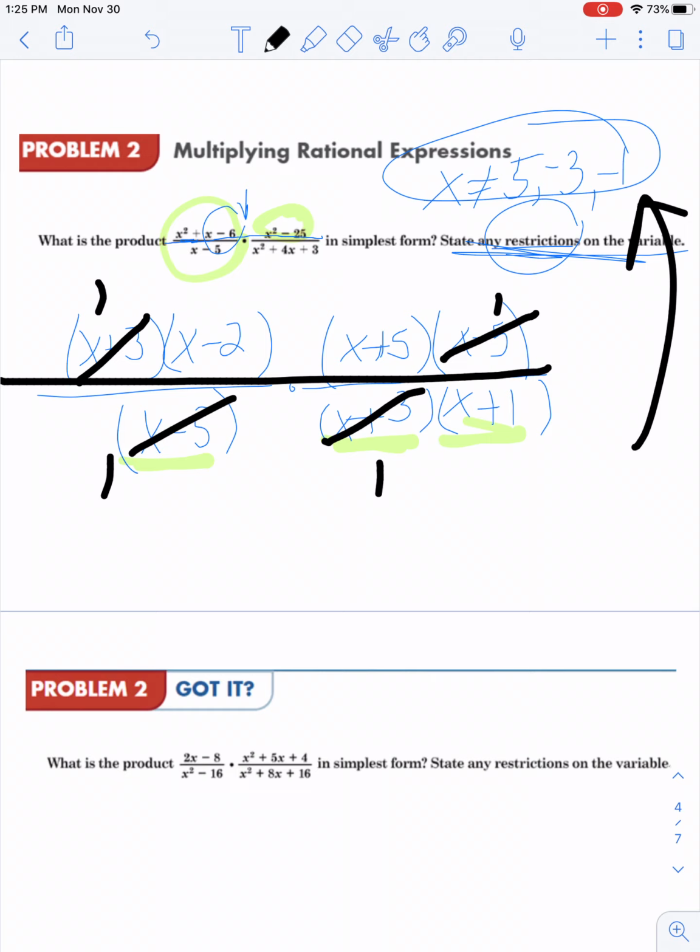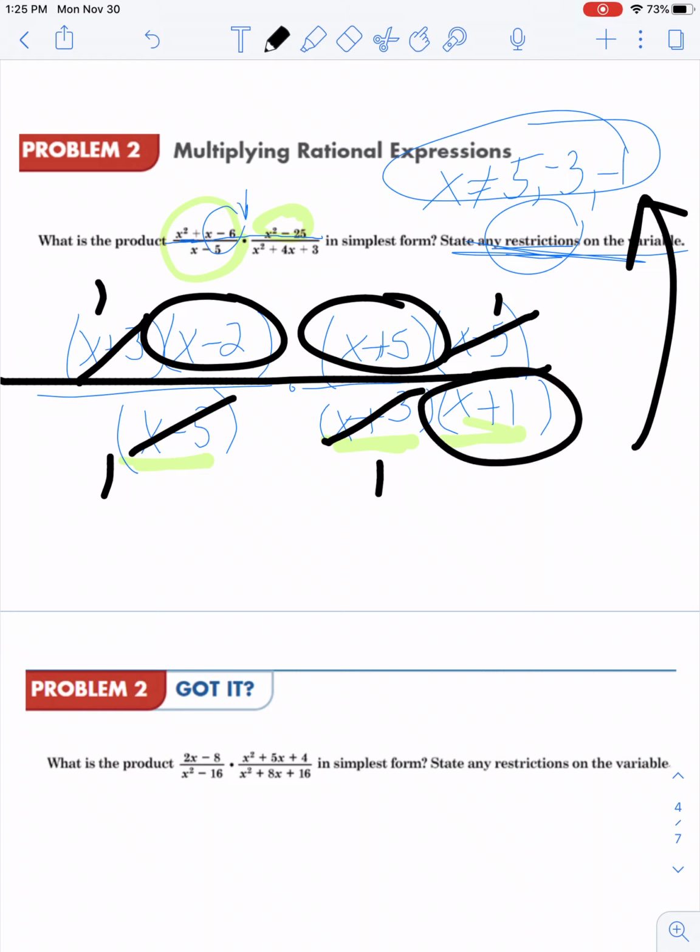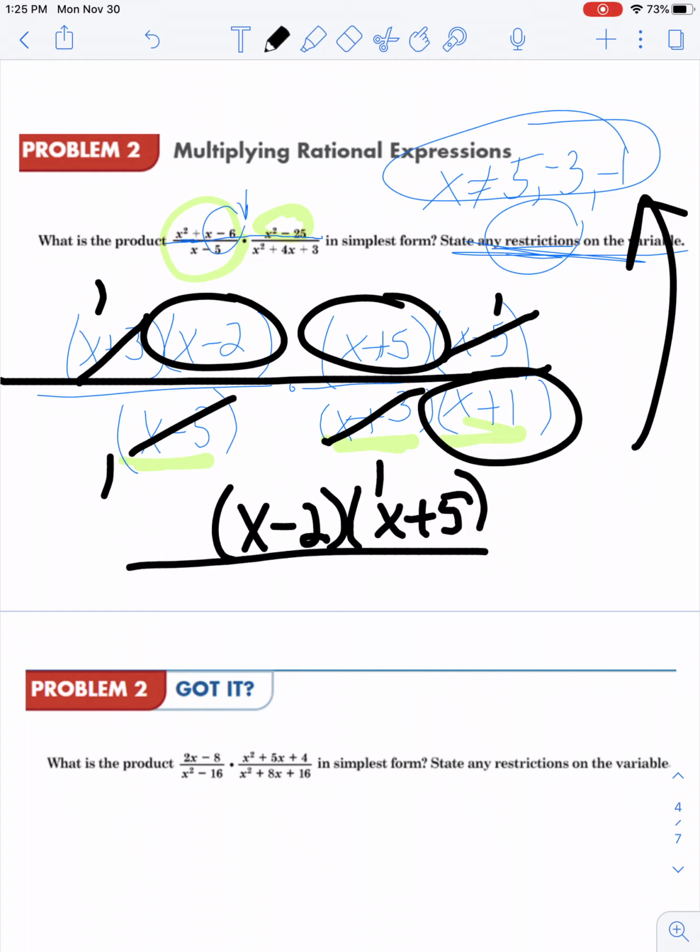No x minus 2s downstairs or x plus 5s downstairs. No x plus 1s upstairs. So we have those two times 1, and this one downstairs times 1. Our finished form will be x minus 2 times x plus 5 over x plus 1.